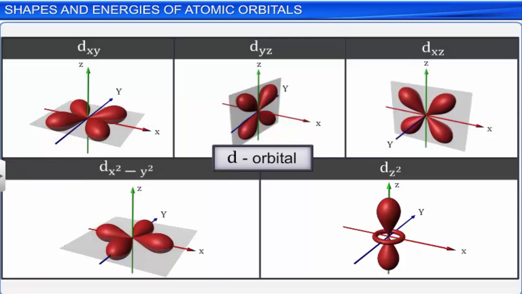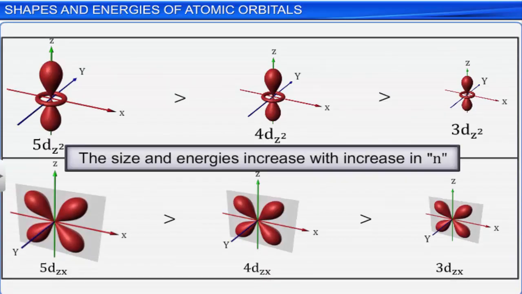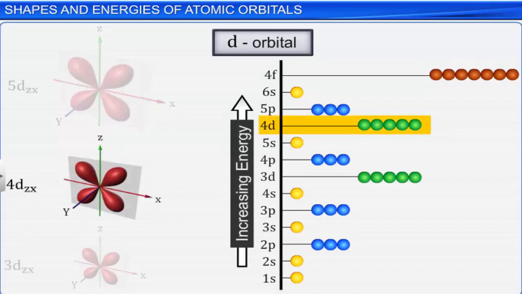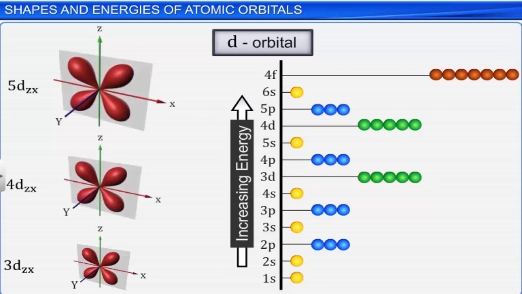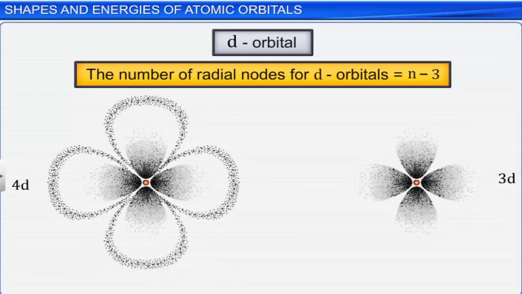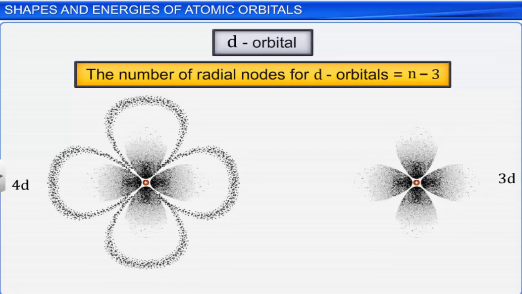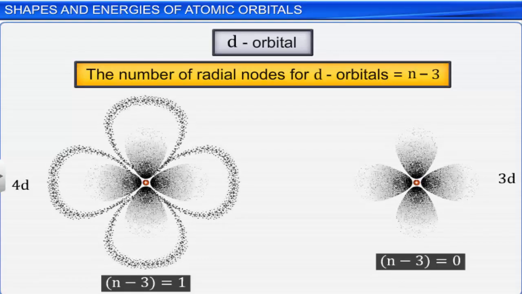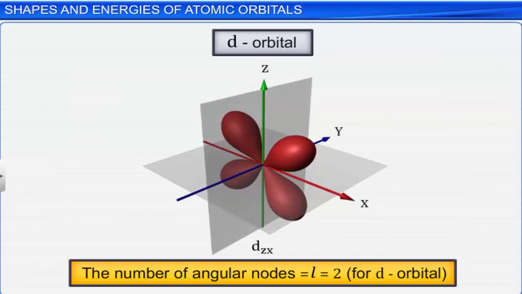All the five d orbitals belonging to a principal shell have the same energies. The size and energies increase with increase in the principal quantum number. For example, the order of the size and energy of various d orbitals is 5d greater than 4d, which in turn is greater than 3d. The number of radial nodes for d orbitals is given by the expression n-3. Therefore, the number of radial nodes is 0 for 3d orbital, 1 for 4d orbital, and so on. On the other hand, the number of angular nodes is equal to the value of l, that is 2. Hence, 2 angular nodes exist for a d orbital.